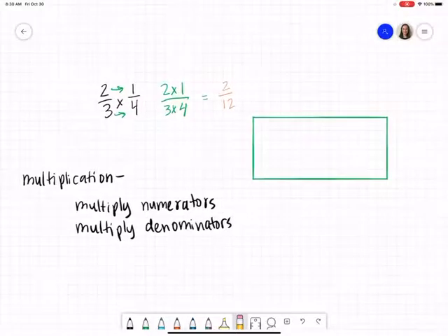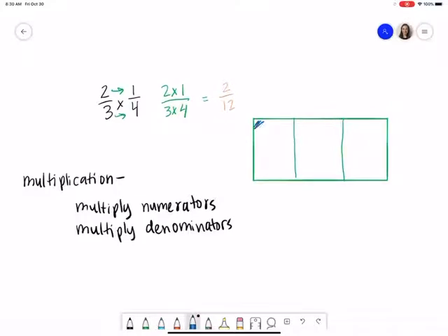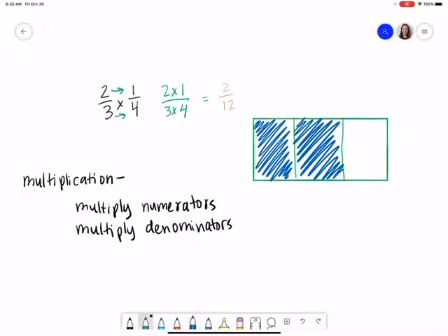Okay, and we're back. So you get 2/12, and to represent this, we are going to divide this into 2/3, and shade in 2/3. Okay, and then we're going to divide each section up into fourths, because that's what we know we are dividing by. So each section is going to be split up into fourths.